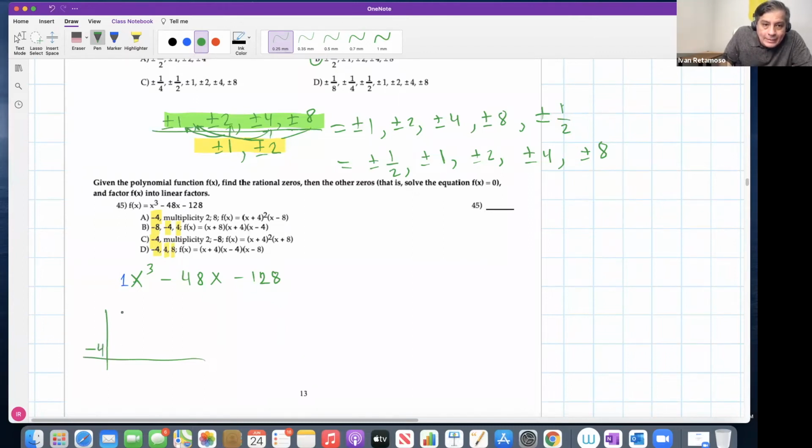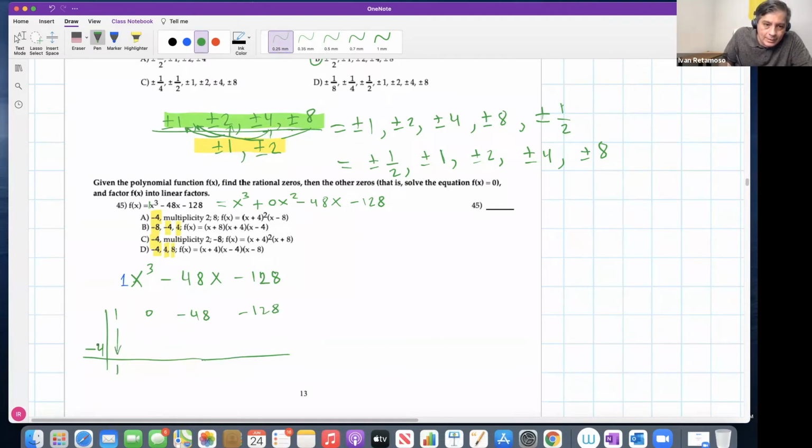I'm going to test if negative 4 is a zero of this polynomial function. Notice, this polynomial is incomplete. It's missing the square term, so I'm going to write 0 times x squared. Then the rest is okay: minus 48x minus 128. So this will be 1, then 0, the 0 is important there, minus 48, minus 128. Let's test negative 4 and see if it's a root of this polynomial function.